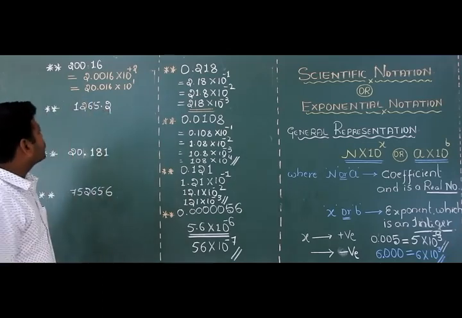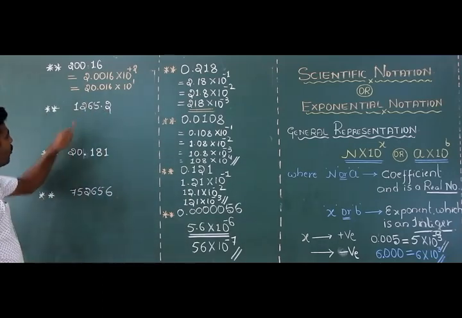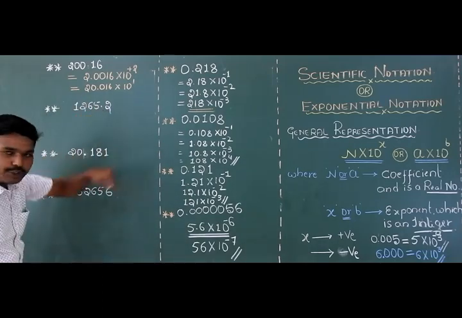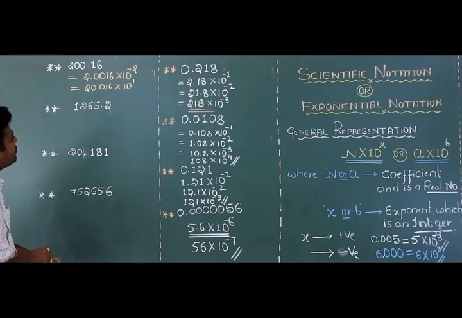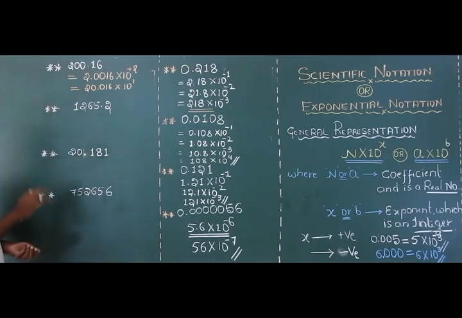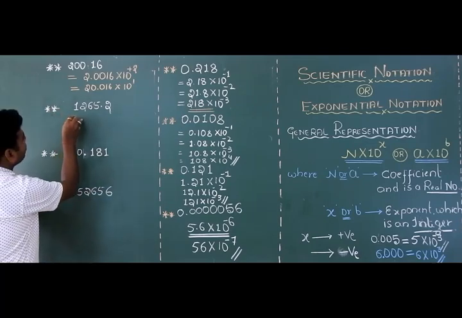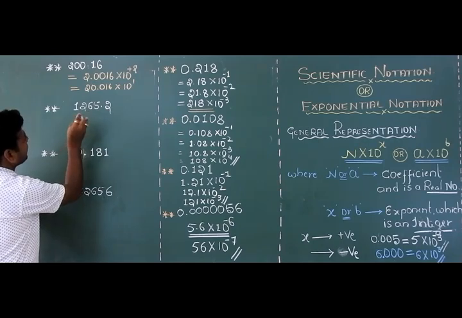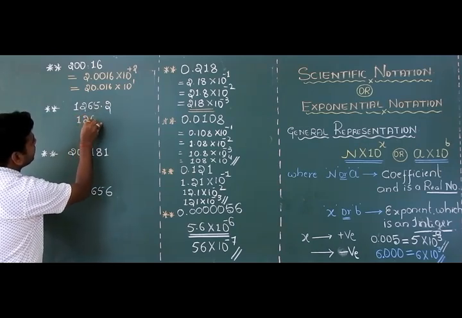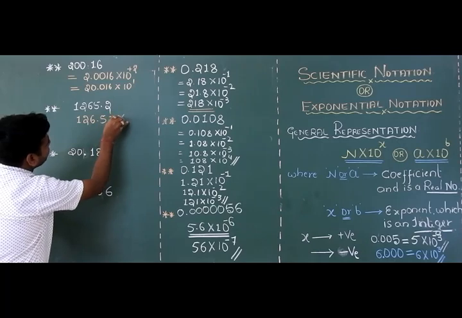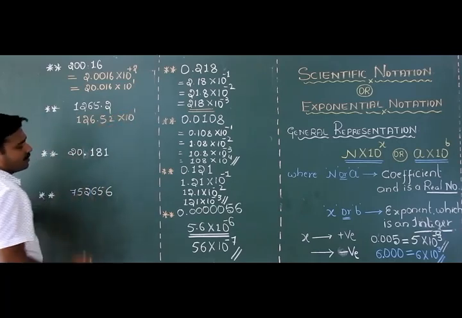Okay, now switch on to this next example, 1265.2. Let us represent this given number in a scientific notation. So the first point is, let us write 126.52 into 10 raised to 1.